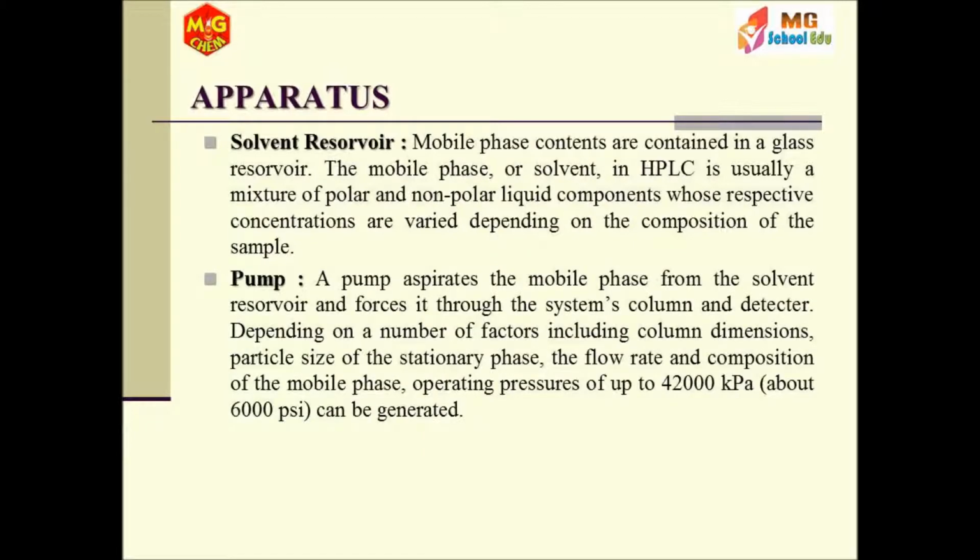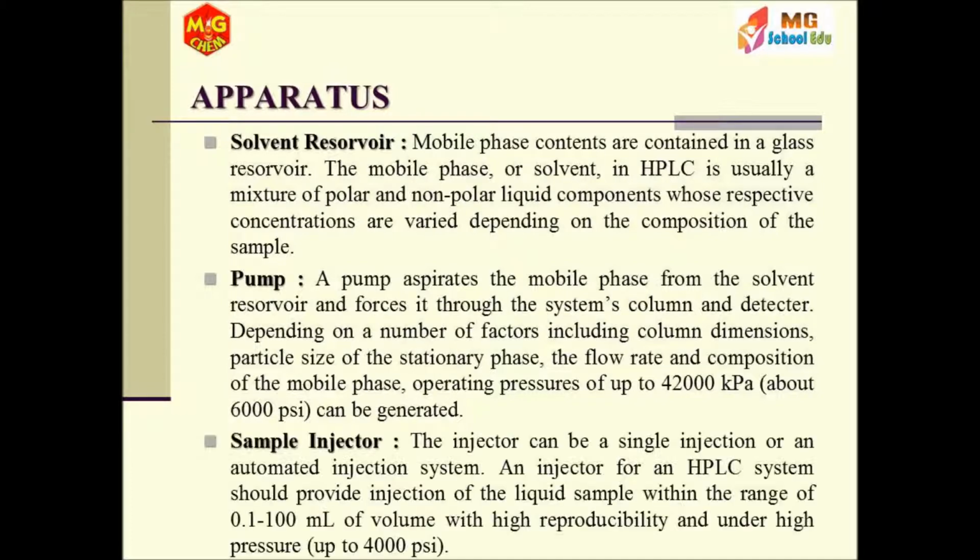Pump. A pump aspirates the mobile phase from the solvent reservoir and forces it through the system's column and detector. Depending on a number of factors including column dimensions, particle size of the stationary phase, the flow rate and composition of the mobile phase, operating pressures of up to 42,000 kilopascals, about 6,000 pounds per square inch, can be generated.